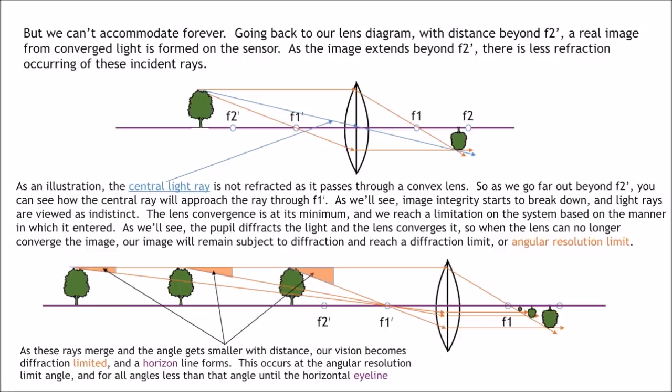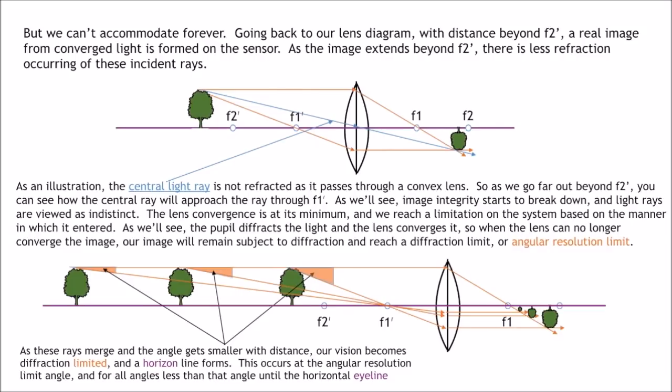So again, we'll take our blue central ray, just to reiterate the point. As an illustration, the central light ray is not refracted as it passes through a convex lens. So as we go far out beyond f2 prime, you can see how the central ray will approach the ray through f1 prime. As we'll see, image integrity starts to break down and light rays are viewed as indistinct.